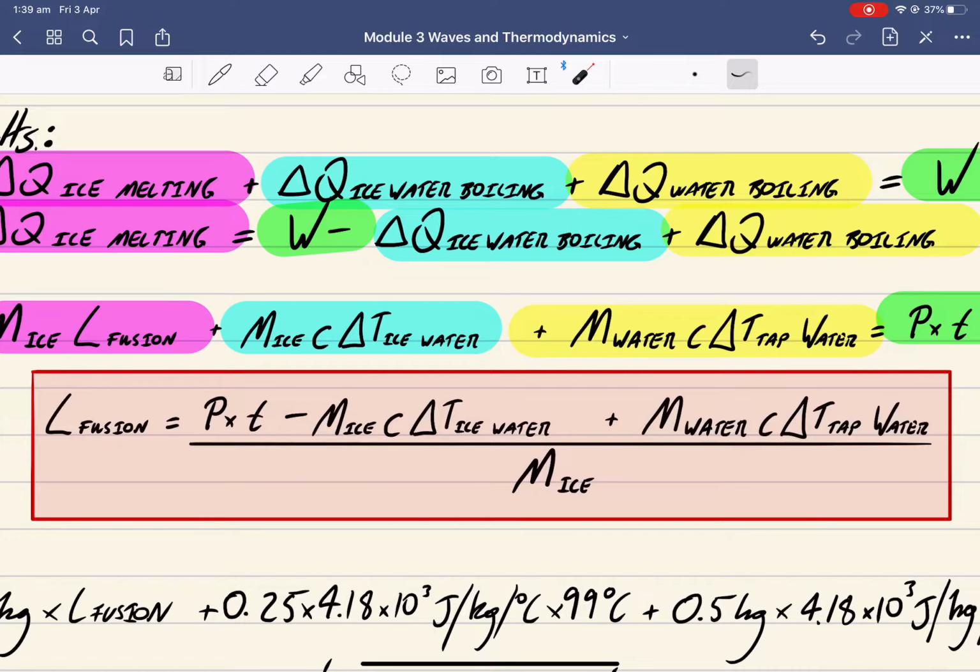So that's the water that's formed from the ice melting, plus the mass of the water multiplied by the specific heat capacity of water, and multiplied by the change in temperature of the tap water. So this is the tap water we added, the 500 mils. As we said, that's all over the mass of the ice there.